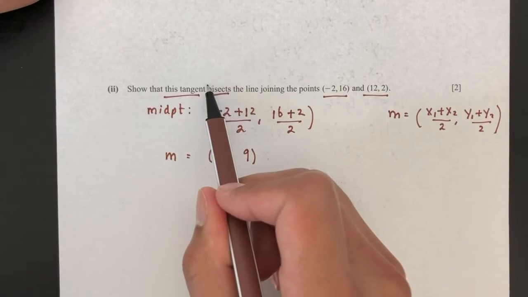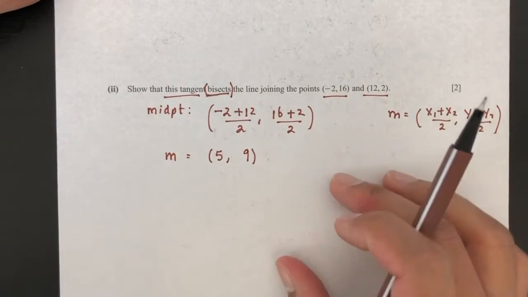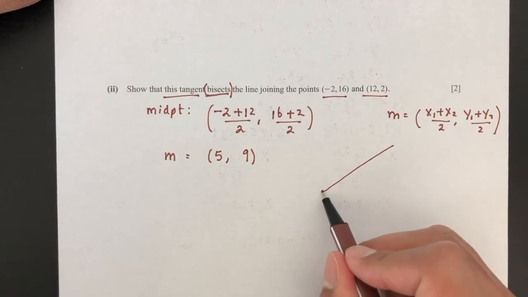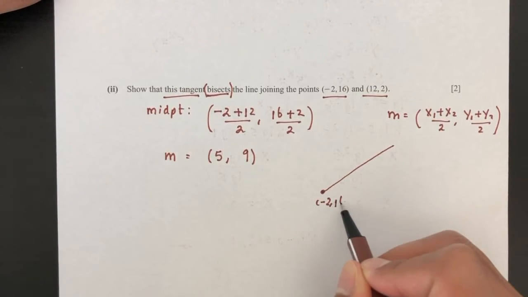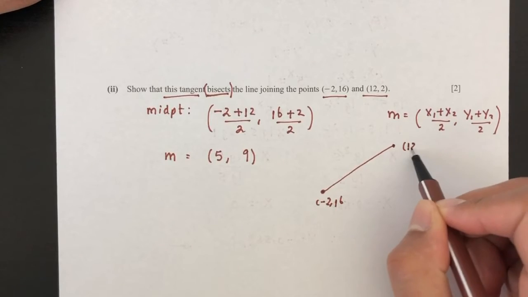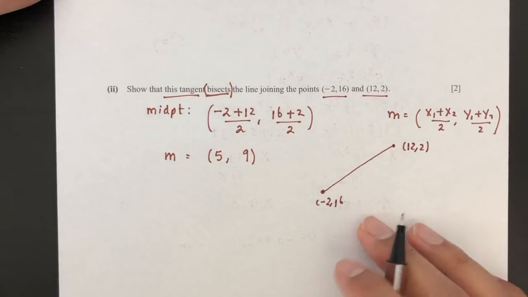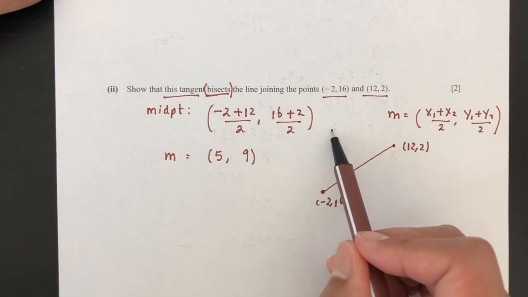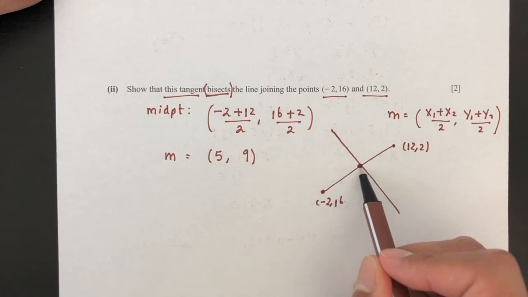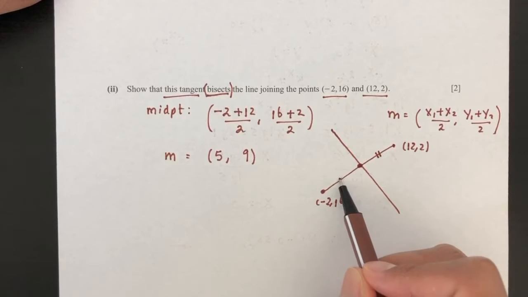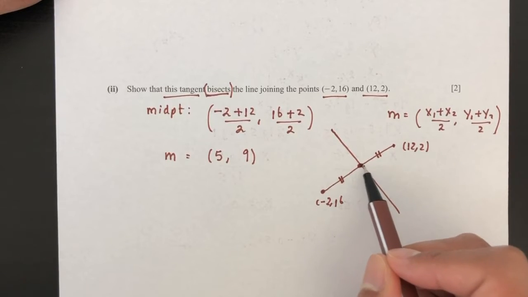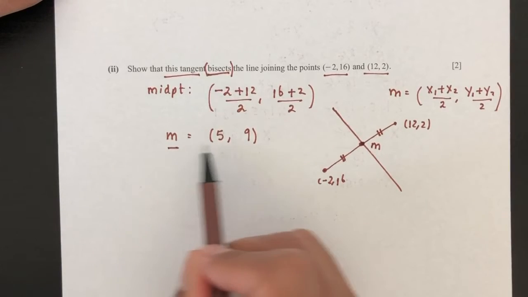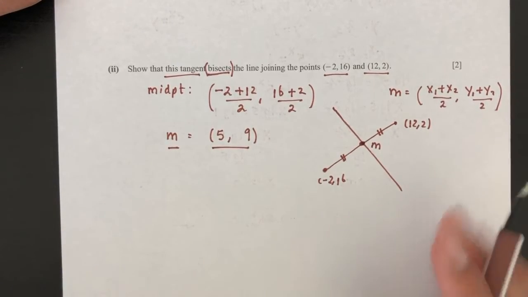So when it says bisects, it means that it cuts the line into half. For example, let's say this is your line. This is minus 2 and 16, and this is 12 and 2. Bisects means it wants to know if the tangent goes exactly in between. So cuts the line exactly in half. So you want to know if the tangent goes through the midpoint of this line. Since we have the midpoint already, we can test if that is true or not.